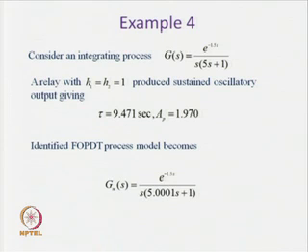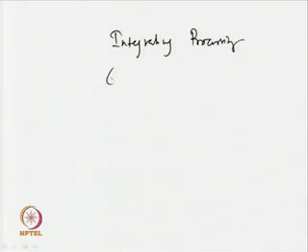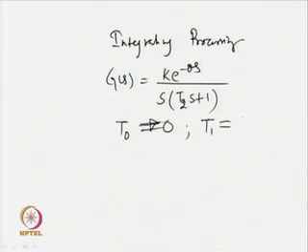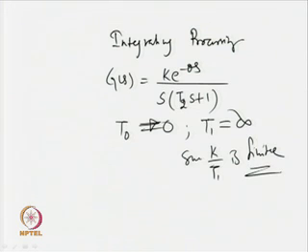Similarly, the concept can be extended for integrating processes also. What are the integrating processes we have got? I can say that this transfer function model can be known as the second order plus dead time integrating process model. Now, to find this process model, what is to be done? T0 has to be approximated to 0, T0 equal to 0, and T1 is equal to a large number such that k upon T1 is finite. This is to be assumed, then we get this form.